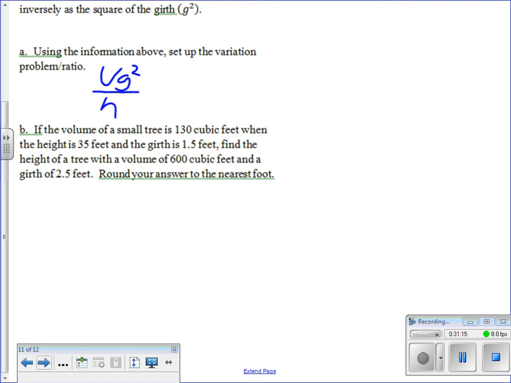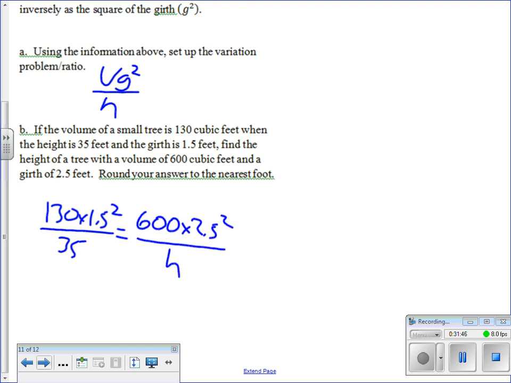That the volume of a small tree is 130 cubic feet for volume. Height is 35. And the girth is 1.5, times 1.5 squared. That is important. Find the height of the tree with a volume of 600 cubic feet. 600 times girth of 2.5 squared over h.